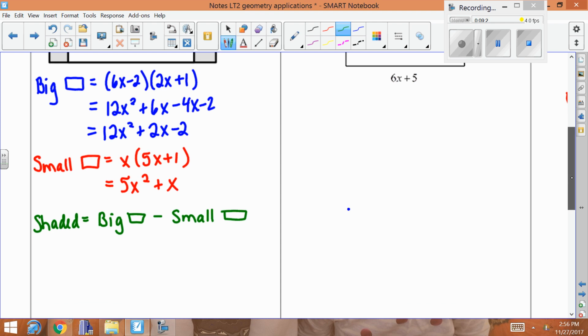So it's just a regular subtraction problem here. The big rectangle is the 12x squared plus 2x minus 2. We're going to subtract the small, so subtract the 5x squared plus x.